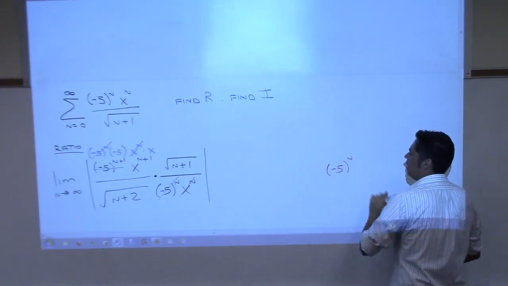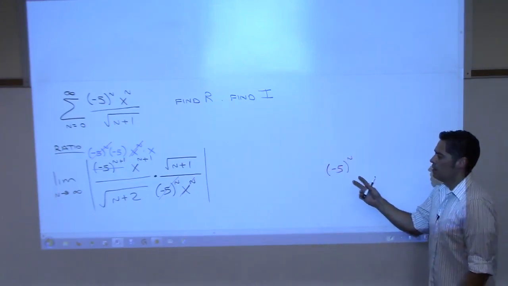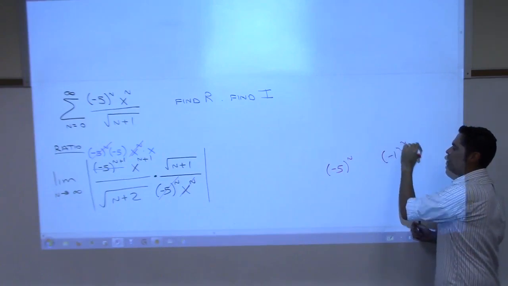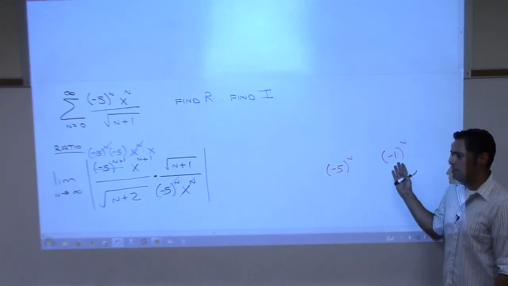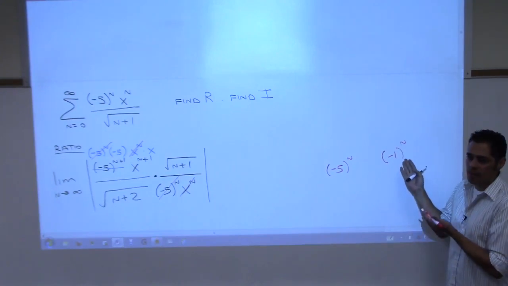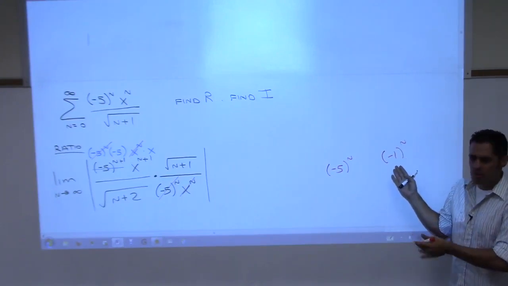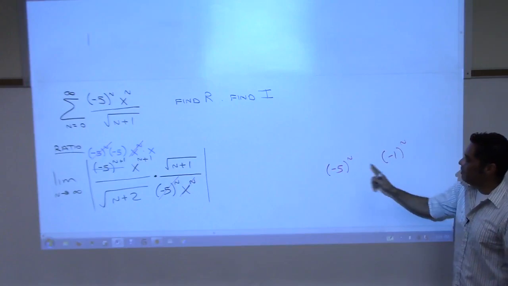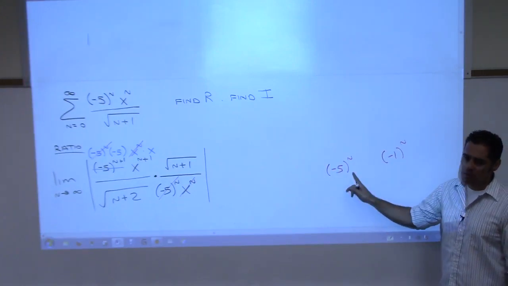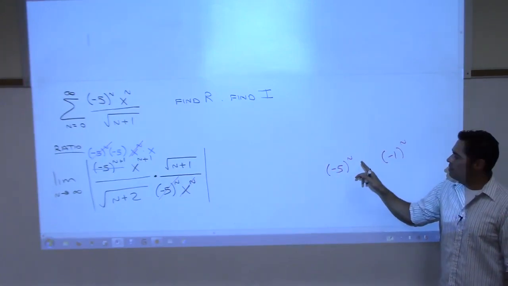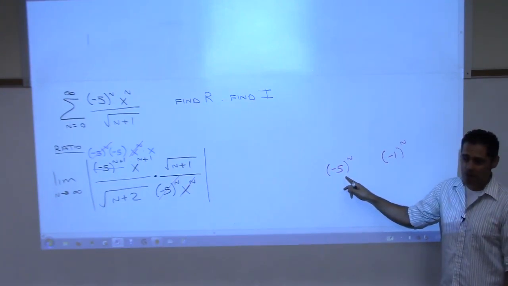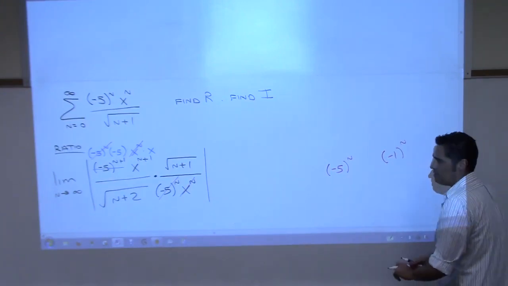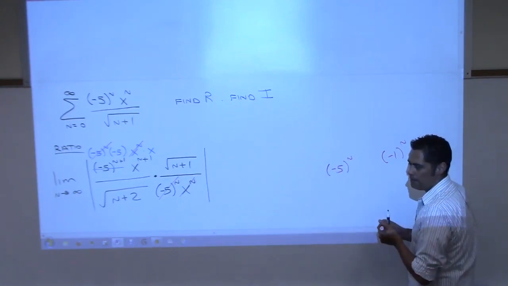This negative 5 to the n that we had, if it was negative 1 to the n, would I have even cared? I wouldn't have even cared if it was this, because no matter what, the absolute value of that is going to be 1. So I don't even have to worry about it. But when it's negative 5 to the n, I do have to worry about it because that does matter when I take the absolute value, because of the 5, right? So just be aware of that. That's why I didn't just kill them off to begin with.